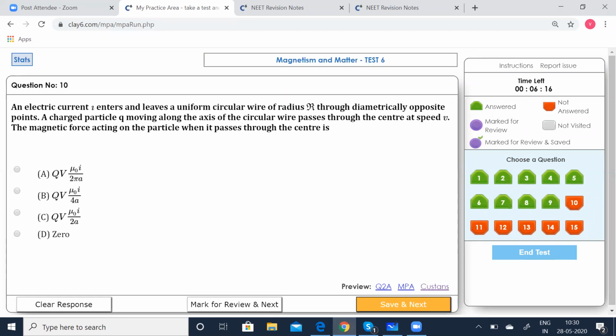The 10th question. An electric current I enters and leaves a uniform circular wire of radius r through diametrically opposite points. A charged particle Q moving along the axis of the circular wire passes through the center at a speed v. The magnetic force acting on the particle which passes through the center is what?